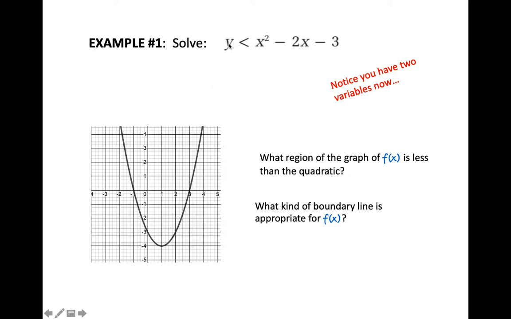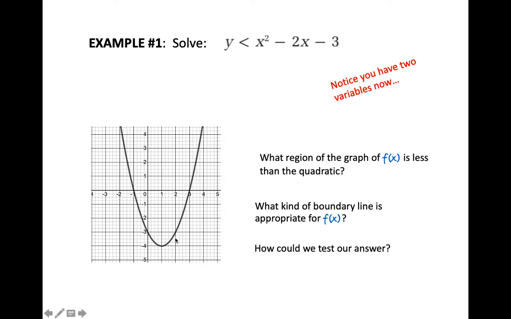And if we think about where all the y values smaller than the quadratic are, well, they're going to be smaller underneath. And so the region that we're going to need to shade is outside our quadratic. And so if you thought about it and you think, okay, well, I think the region is outside, what could we do to test our answer?